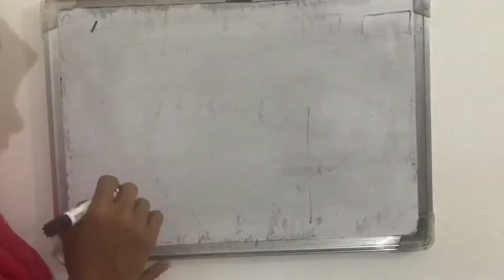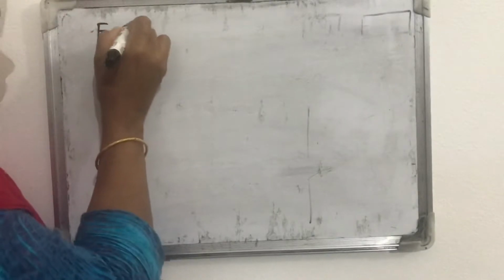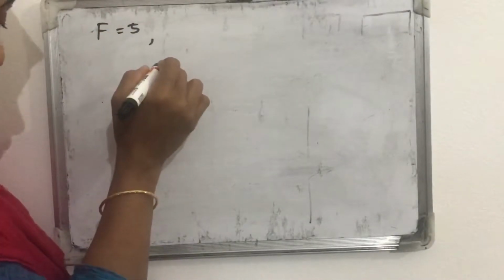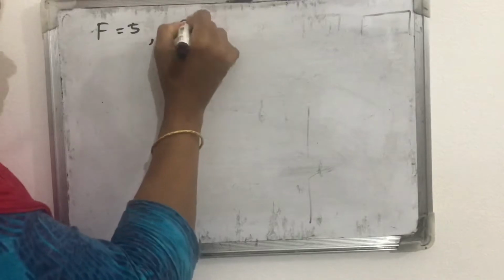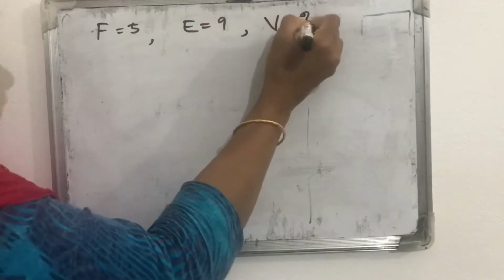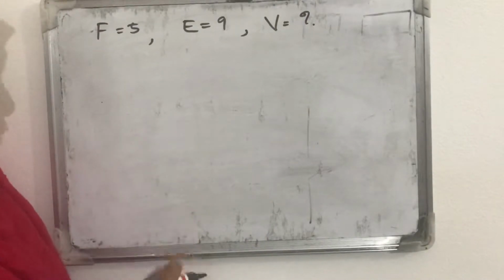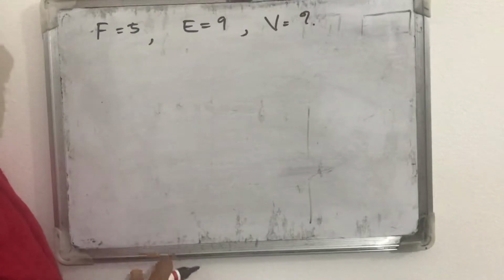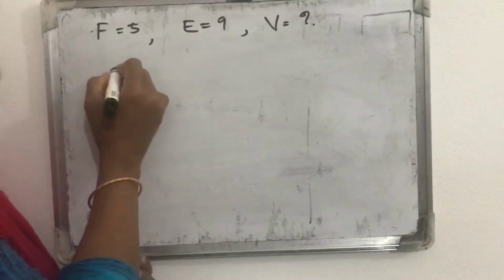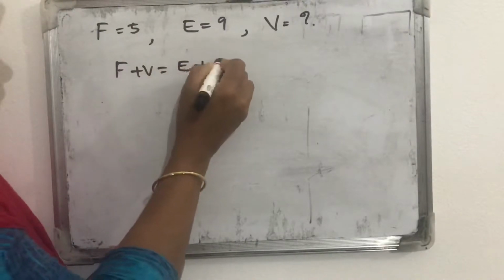In the first question, the number of faces is given as 5, and the number of edges is given as 9. We want to find out the number of vertices using Euler's formula. Euler's formula, we know, is F plus V equals E plus 2. Using that equation, we can find out the unknown value.